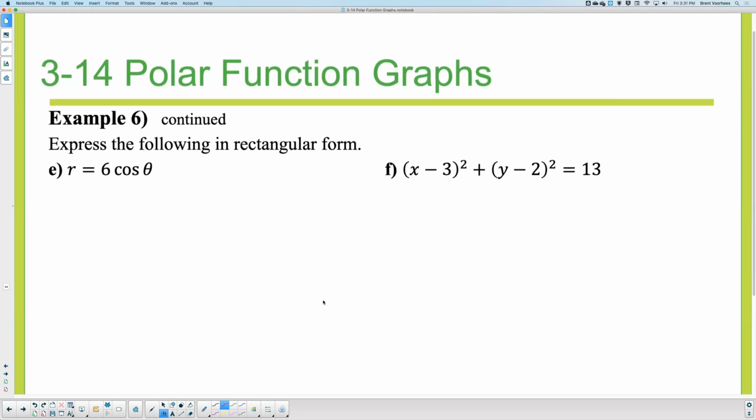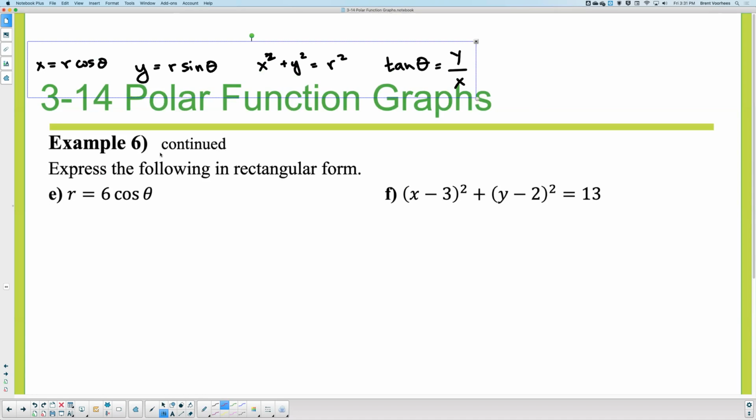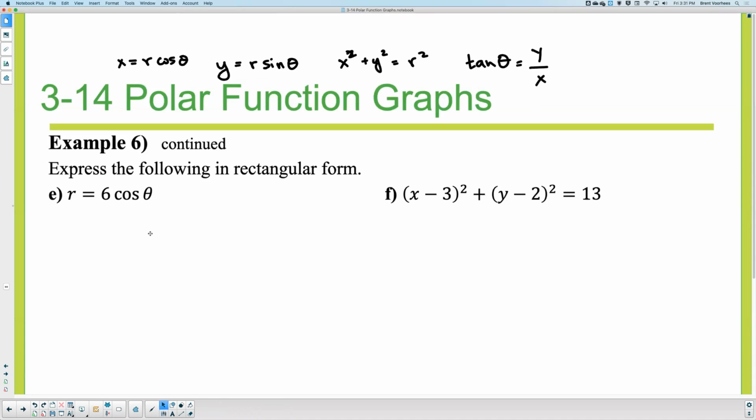Two more to try to make it a little trickier. So let me again paste my formulas so we can have those to refer back to. So here's our formulas. This one is a little bit trickier. I need it to be r cos. Notice I don't have r cos. So what I'm going to do this time is I'll multiply both sides by r. So I have r squared equals 6r cosine theta. I just multiply both sides by r.